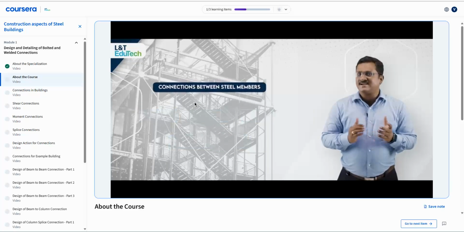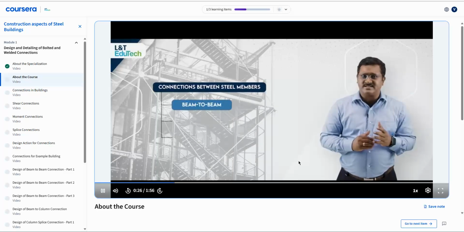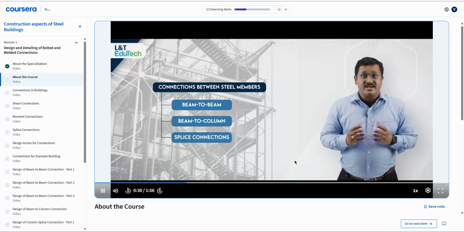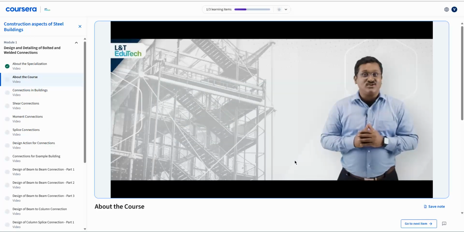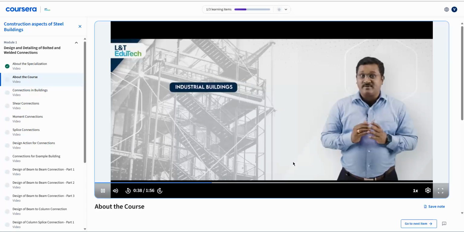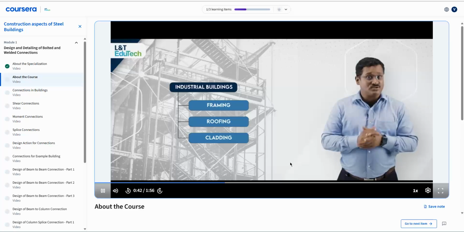Designing connections is an art. We'll walk through the design of beam-to-beam connections, beam-to-column connections and splice connections, ensuring they are not just strong but smartly designed. After discussing the design of conventional steel buildings, we'll explore industrial buildings. From framing structures to roofing and wall materials, the essentials are also covered next.